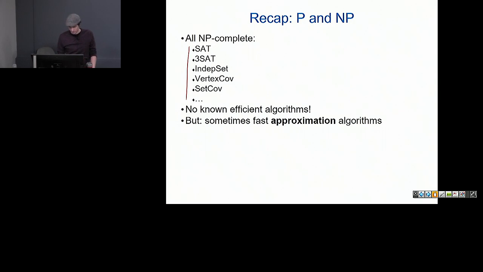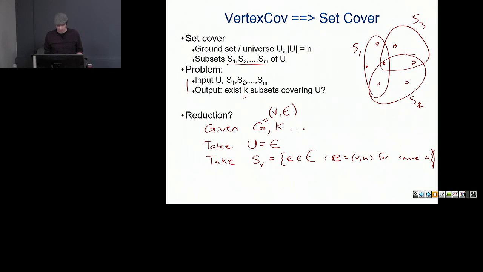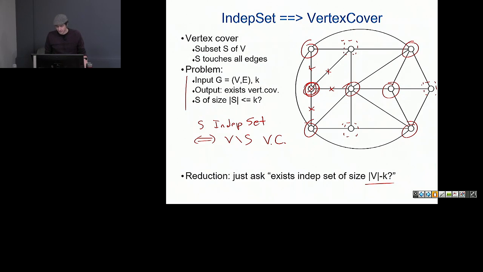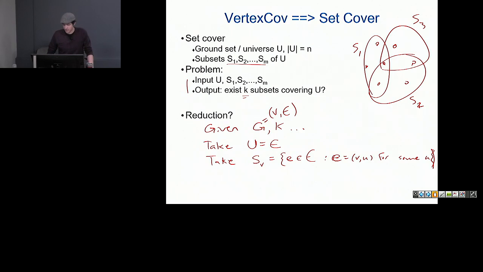But okay, so we don't know efficient algorithms for these problems, but sometimes there are fast approximation algorithms. So what's an approximation algorithm? It means that, say for the vertex cover problem, maybe I found a vertex cover, it's just not as small as it could have been. And I can prove that it's not too much larger than it needed to be. And often that's good enough in practice.